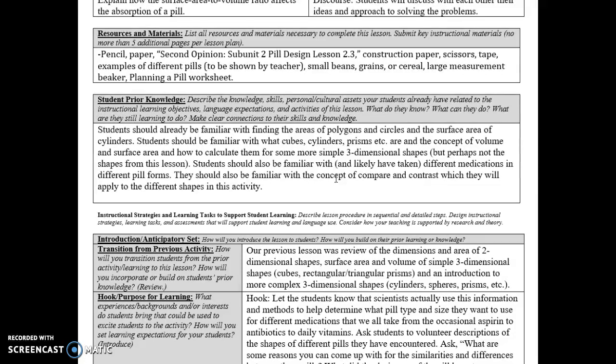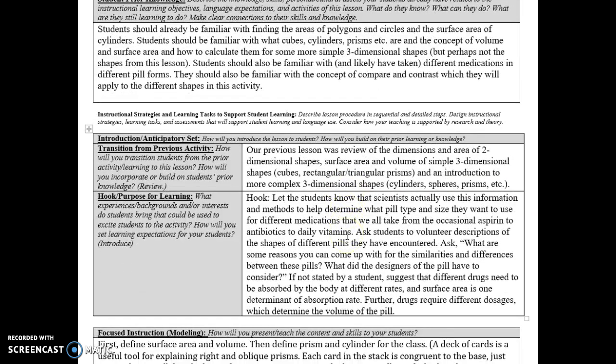The prior knowledge they should have is the ability to define area of polygons, circles in different shapes, and they should be familiar at least with some of the three-dimensional objects that we'll be looking at in this lesson. Transition, our previous lesson was to review dimensions and area of two-dimensional shapes, and again introduce and go over some of the more complex three-dimensional shapes.